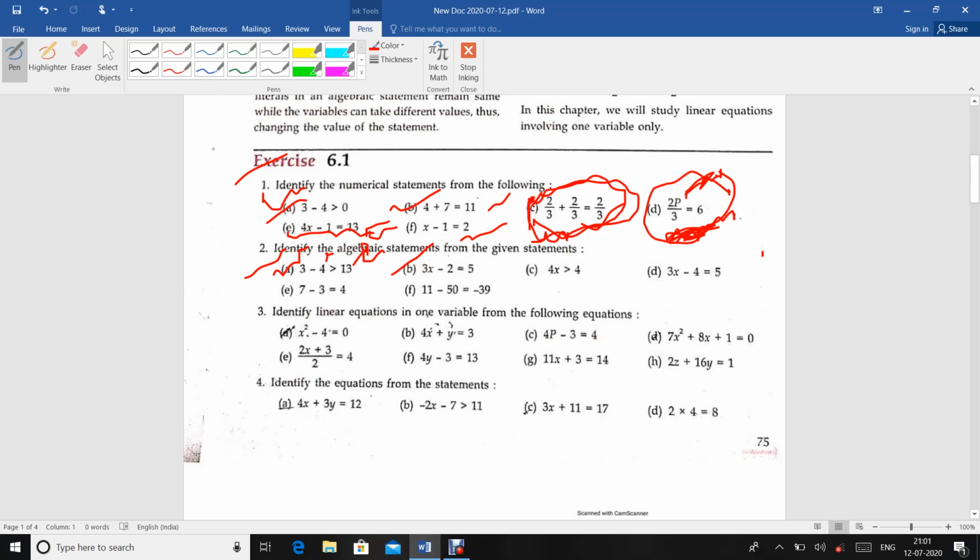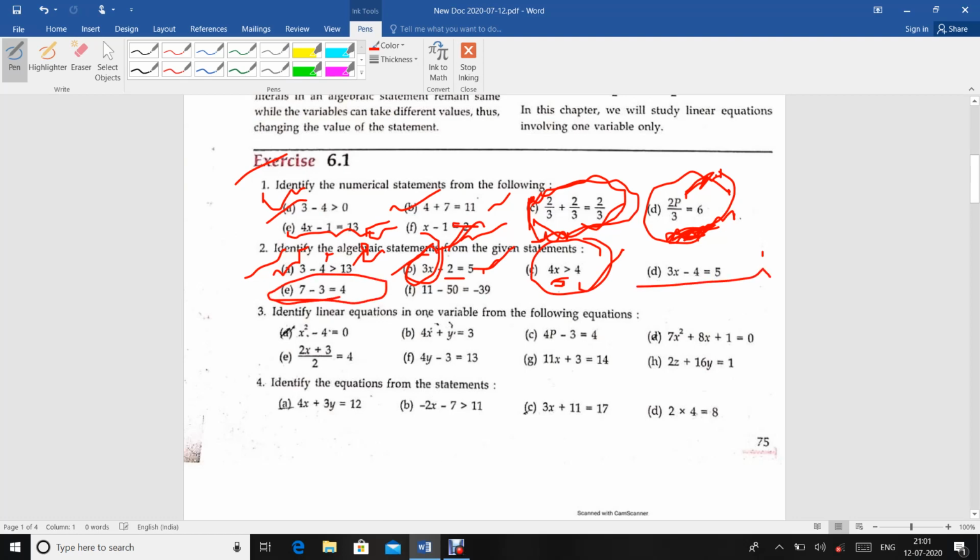Now 3x minus 2 is equal to 5. You might be seeing here that 3x is the literal factor, a variable with a number, and minus 2 is a number, equal to 5 is also a number. But in the term 3x, this is a variable with numbers, so we can say that it is an algebraic statement. 4x greater than 4, in this term a variable is present, so it is also an algebraic statement.